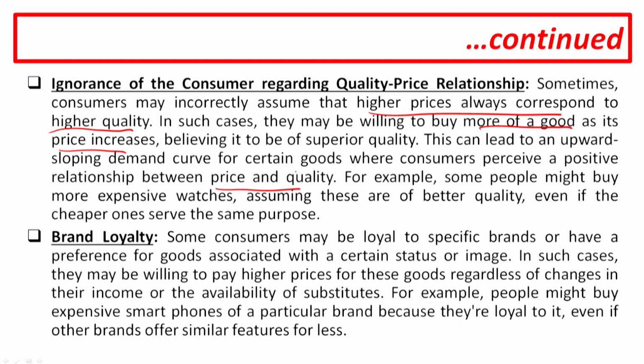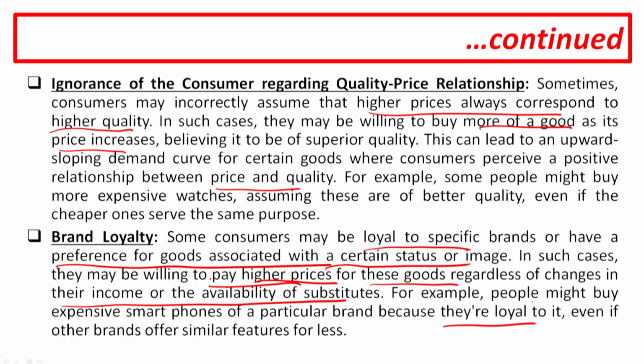The next point talks about brand loyalty. Some consumers may be loyal to specific brands or have a preference for goods associated with a certain status or image. In such cases, they may be willing to pay higher prices for those goods regardless of changes in their income or the availability of substitutes. For example, people might buy an expensive smartphone of a particular brand especially because they are loyal to it. Even if other brands offer similar features for a lower price, they will still go for that specific brand, just being brand conscious or loyal to that specific product.